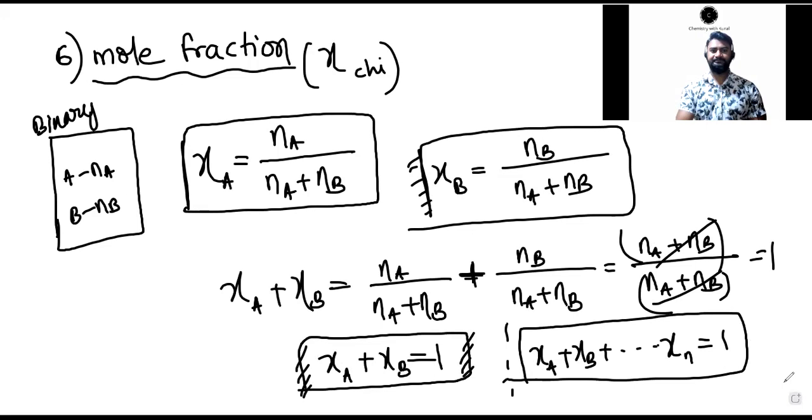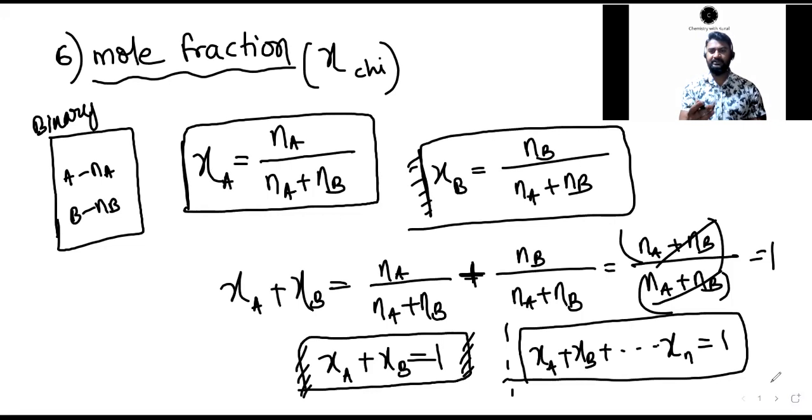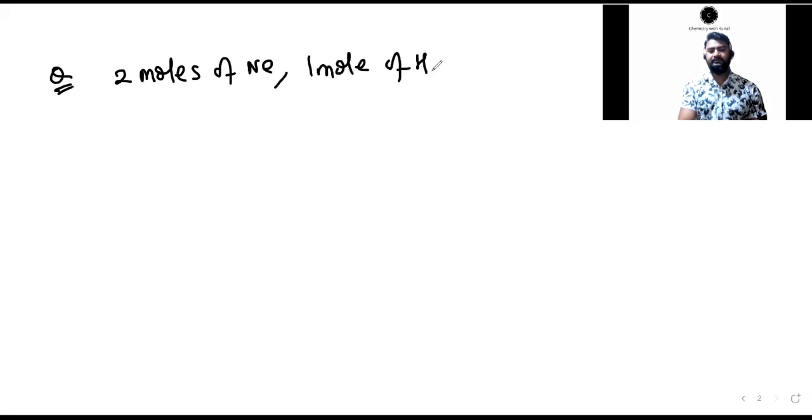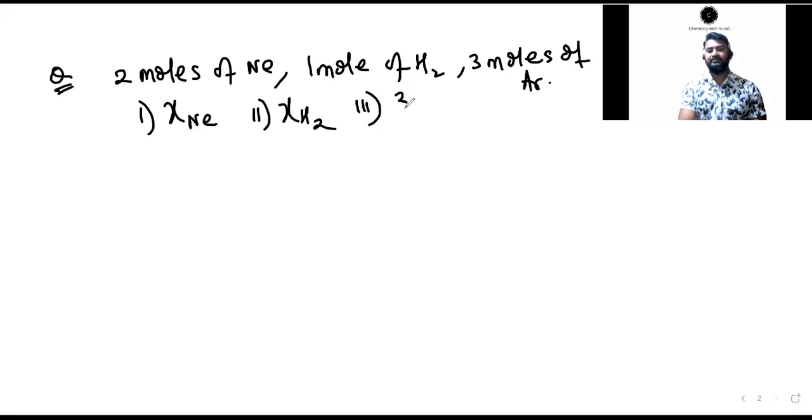Let's do a question on this. You can take a screenshot. Let's go to one question. Suppose there's a container which contains 2 moles of neon, 1 mole of hydrogen, and 3 moles of argon. So the question is, find the mole fraction of neon, mole fraction of hydrogen, and mole fraction of argon.